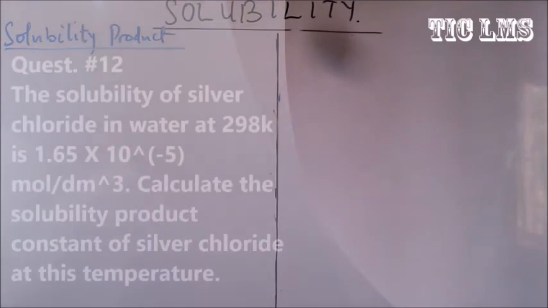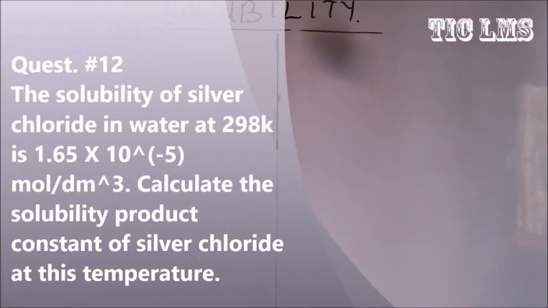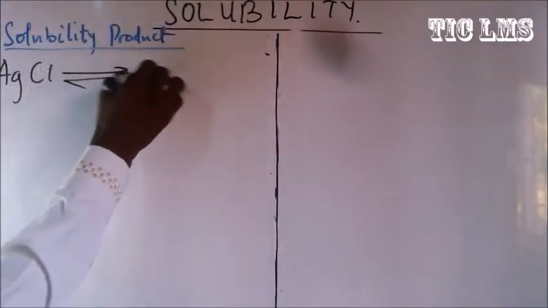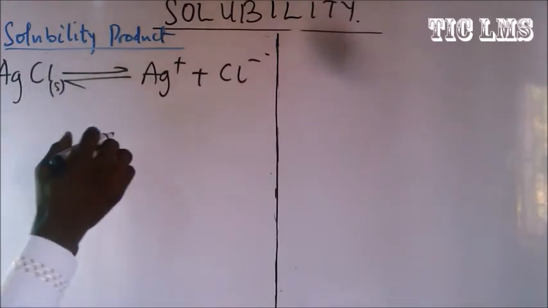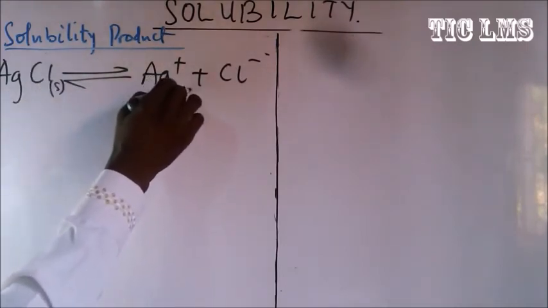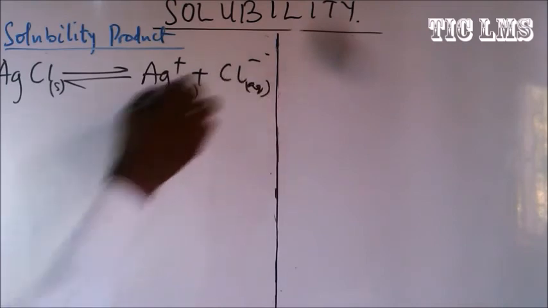The question says the solubility of silver chloride in water at 298 Kelvin is 1.65 times 10 to the power of -5 mole per dm cubed. Calculate the solubility product constant of silver chloride at this temperature. Silver chloride dissolves in water to form silver ion plus chlorine ion. Solid for silver chloride, and we have aqueous here and aqueous over here.